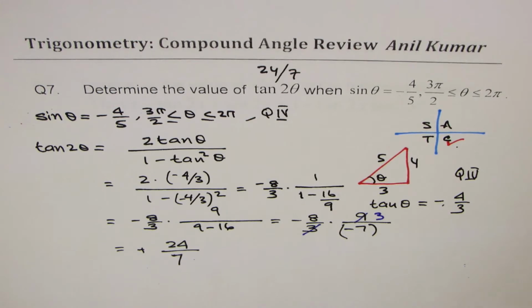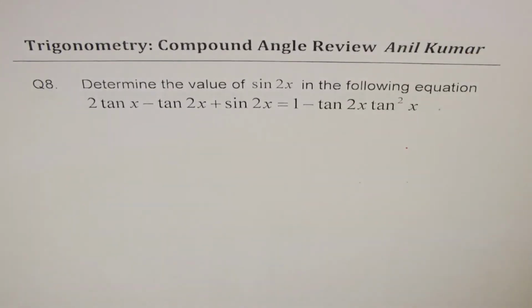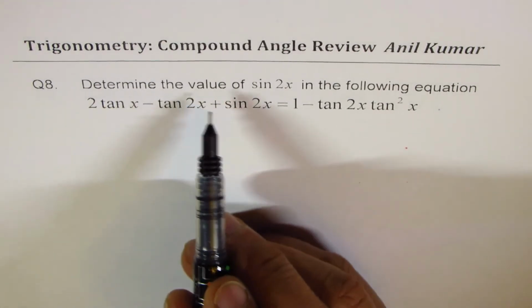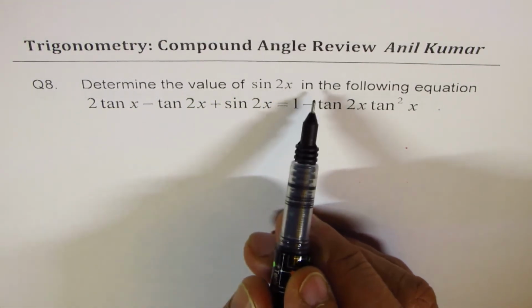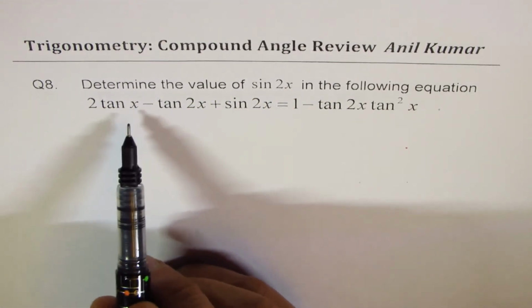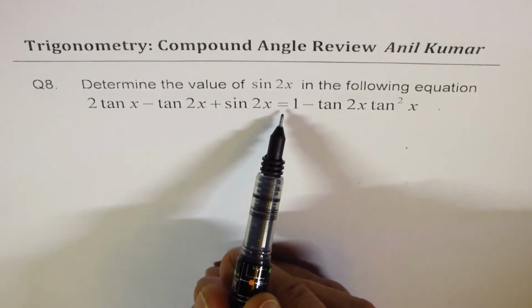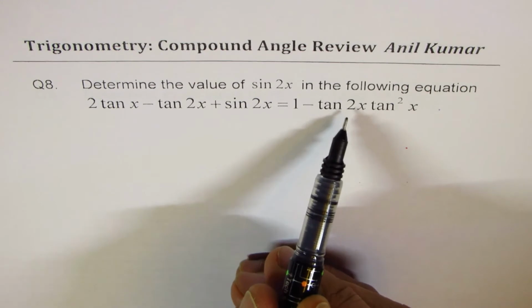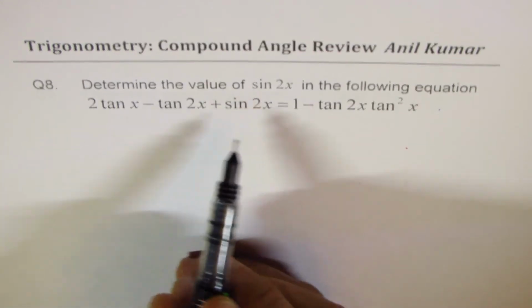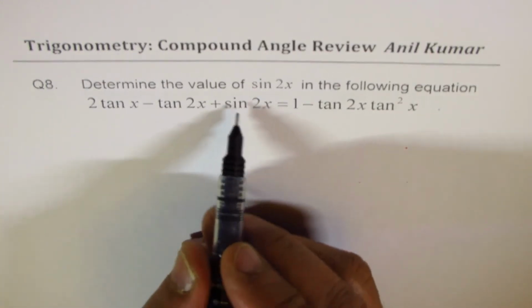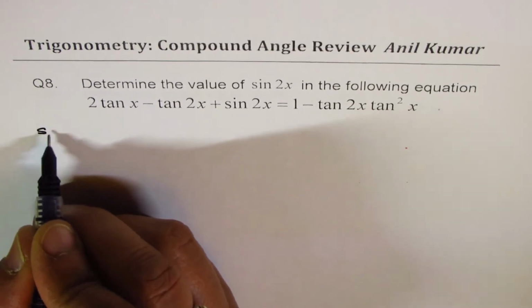Let's see question number 8. We are almost halfway through. Question number 8. Determine the value for sine 2x in the following equation. 2 tan x minus tan 2x plus sine 2x equals 1 minus tan 2x tan square x. So we will just rearrange and find what sine 2x is.